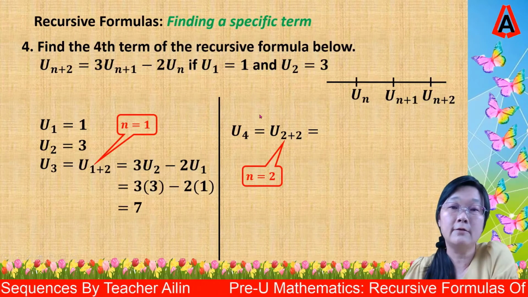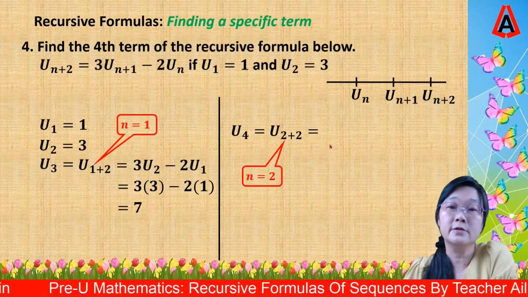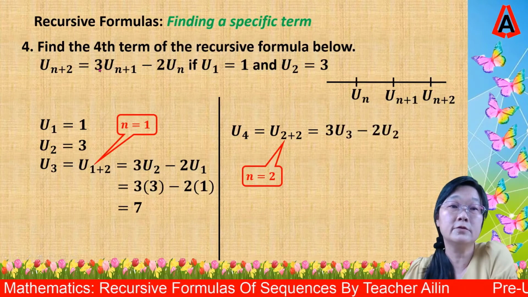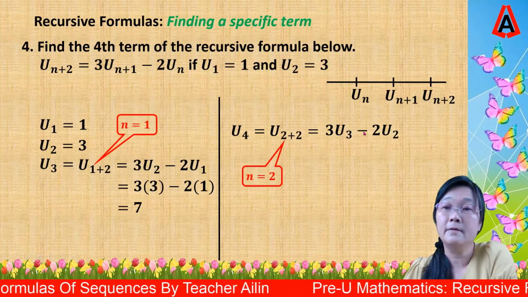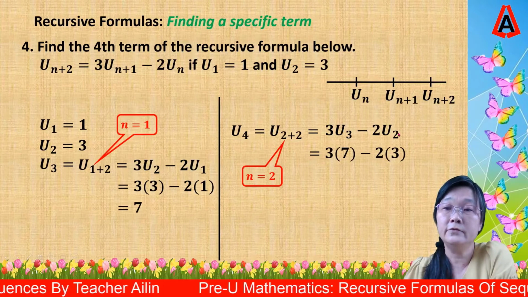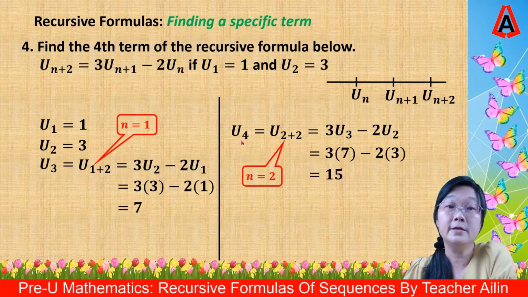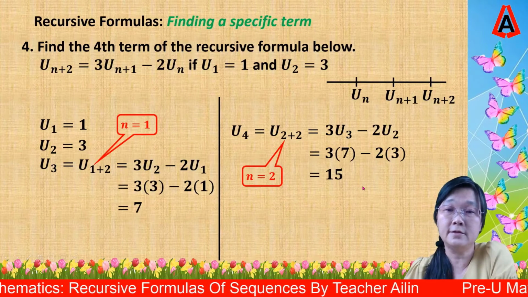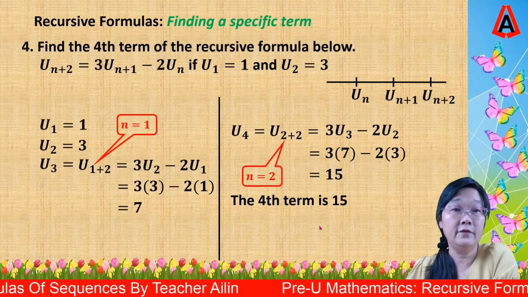When doing the calculation in this case, n must be replaced with 2. So u4 is equal to 3 times u3, because n is 2, minus 2u2. The values of u2 and u3 you can get from here. So when we simplify, u4 is 15. Therefore, the fourth term is equal to 15.